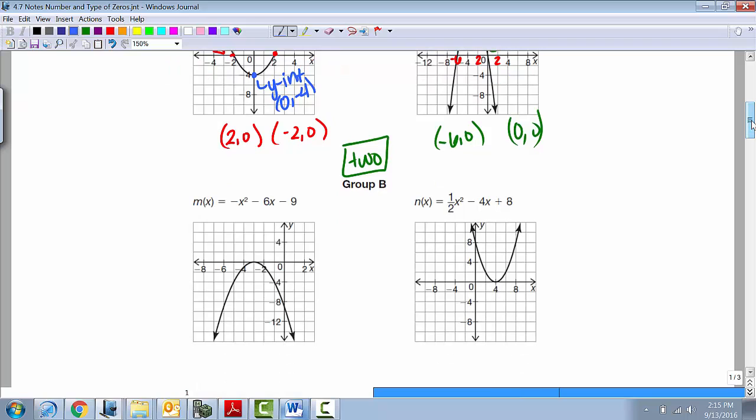I'm going to do the first one here, and then you do the second one. Let's talk about m of x here. It is negative 3, 0. So I only have 1 intercept. Do n of x. Can you tell me what that intercept is? Just give everyone a second. I need to write this down.